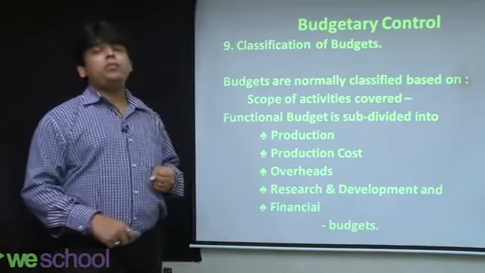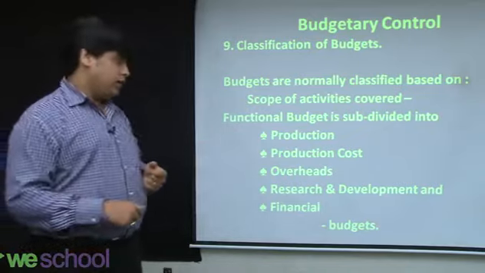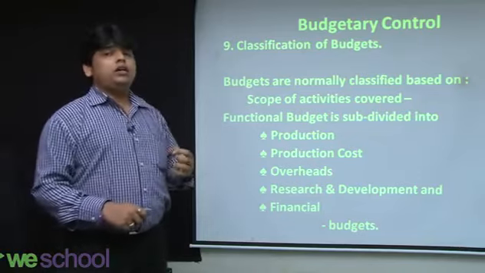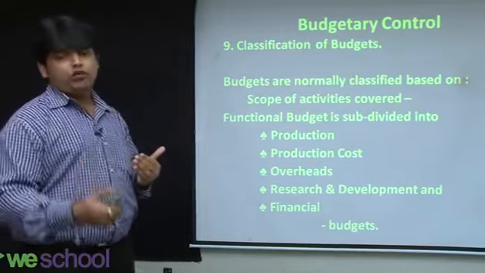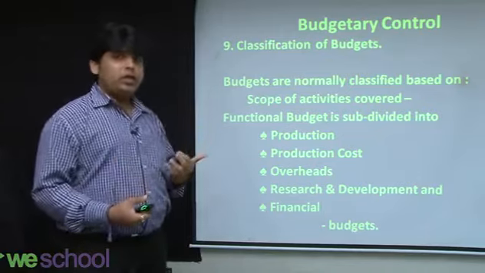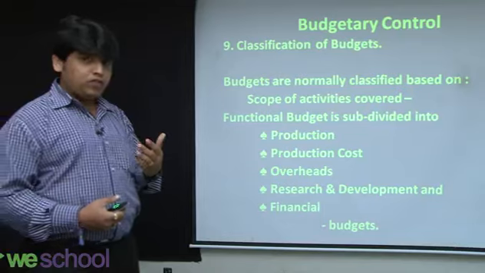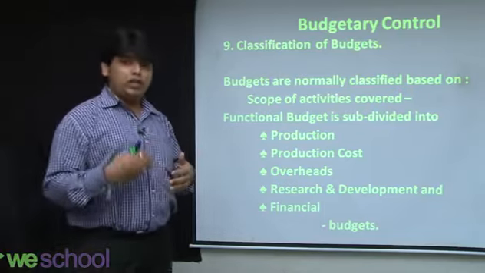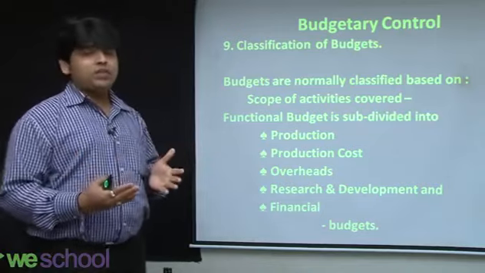Okay, financial budget. Financial budget means cash budget. By preparing the cash budget, we'll come to know whether we have a surplus or a deficit in the near future. If there is a deficit, we may arrange for a short-term or long-term loan. The cash budget is prepared monthly.